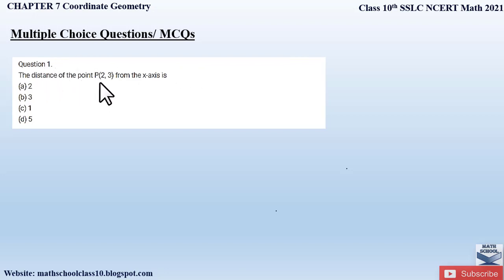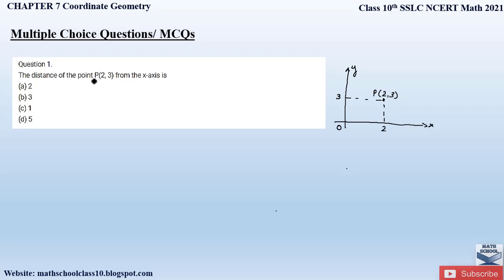The distance of the point P (2, 3) from x-axis is. As I had explained in the revision part of this chapter, let me draw the graph again for you guys. So this is the x-axis and this is the y-axis and this is the origin. They have given us a point P, that is (2, 3). So x coordinate of this point P is 2. It is 2 on the x-axis, and on the y-axis the value given is 3. So this is the point P.